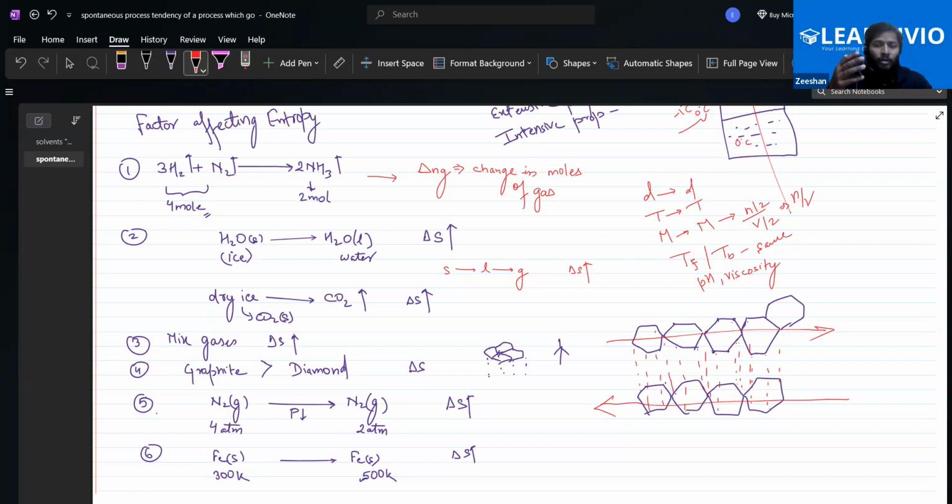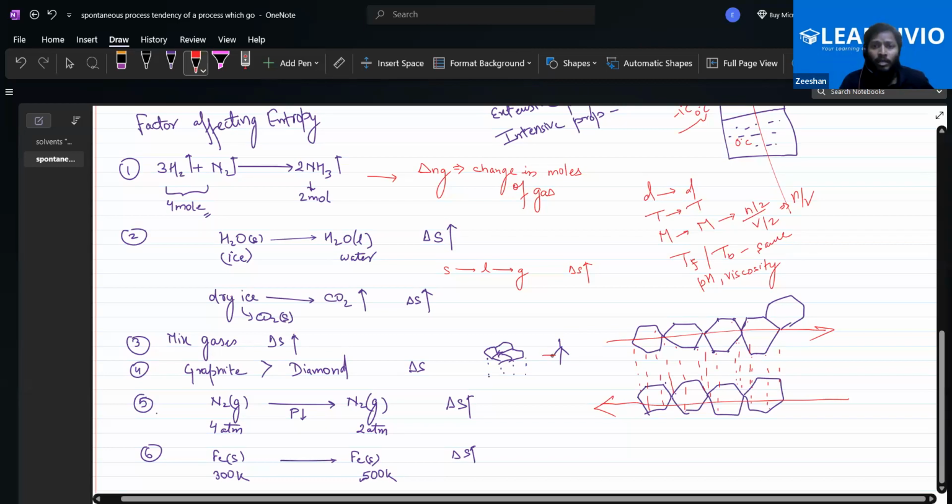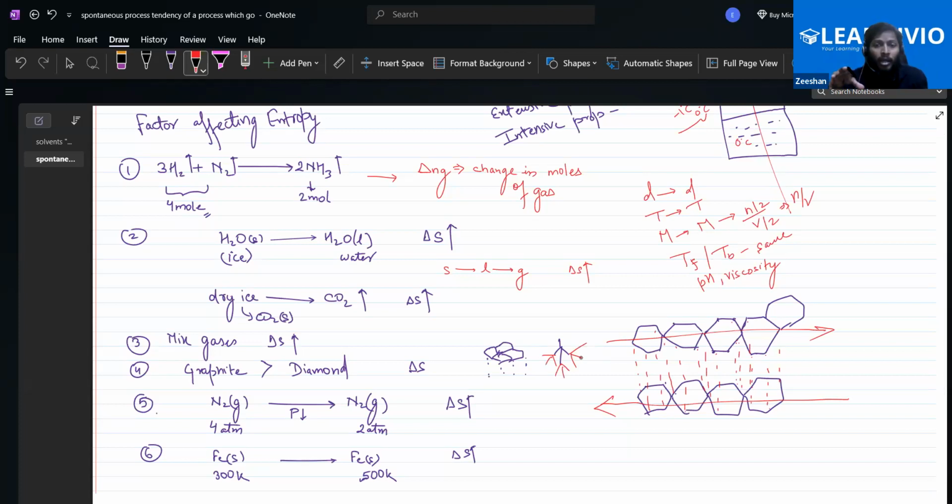And in diamond, every carbon atom is bonded very strongly in a tetrahedral fashion. So they are not going anywhere. They are not leaving any carbon atom out of its place. They are fixed, so there is no entropy, zero entropy.